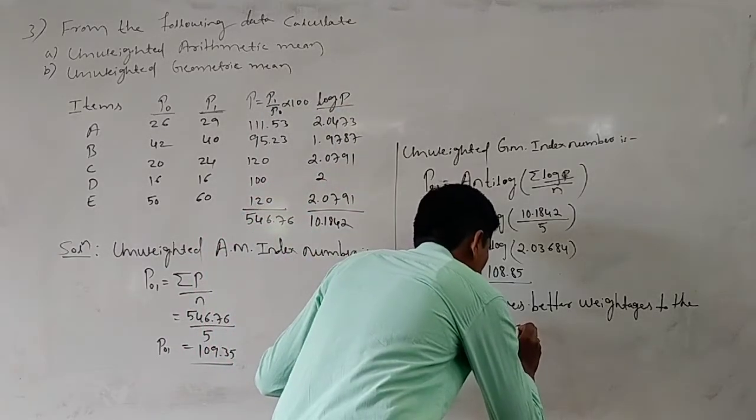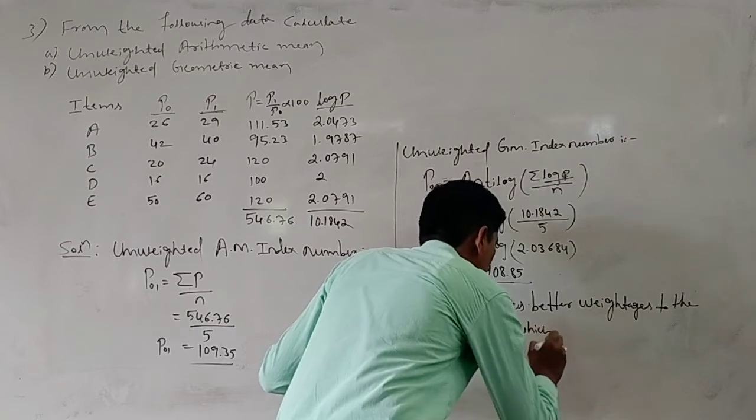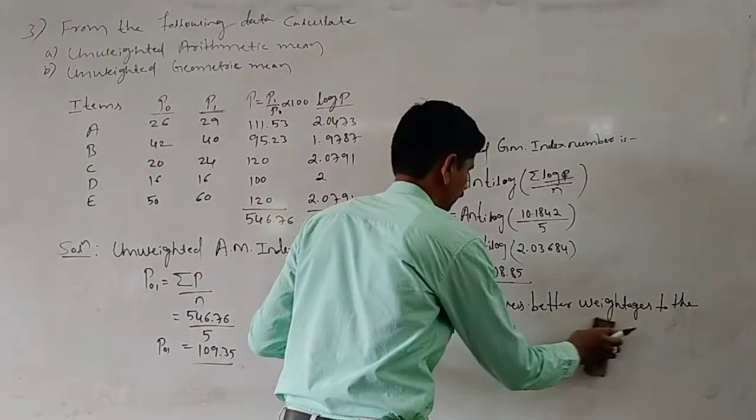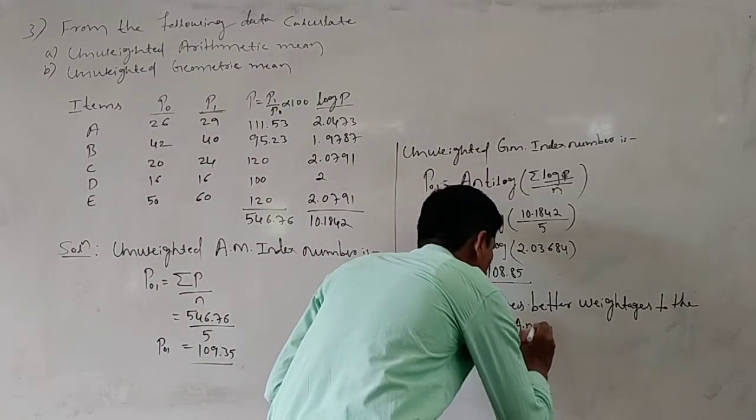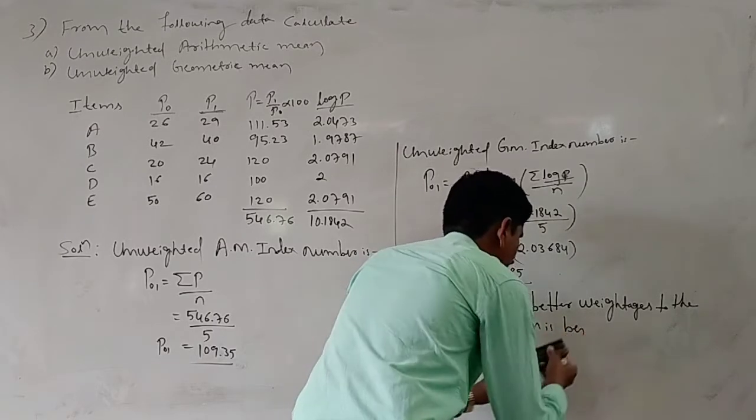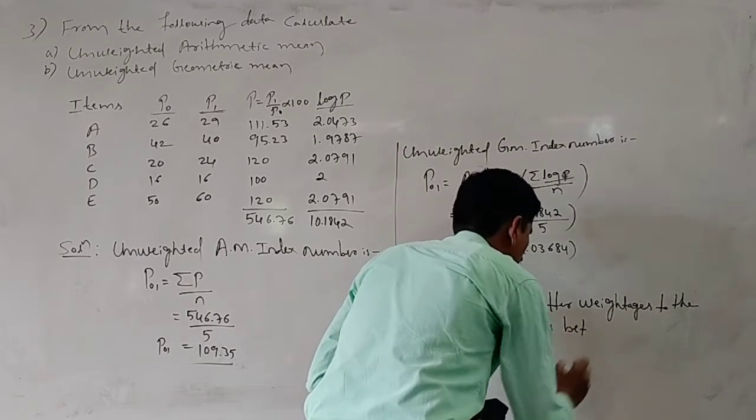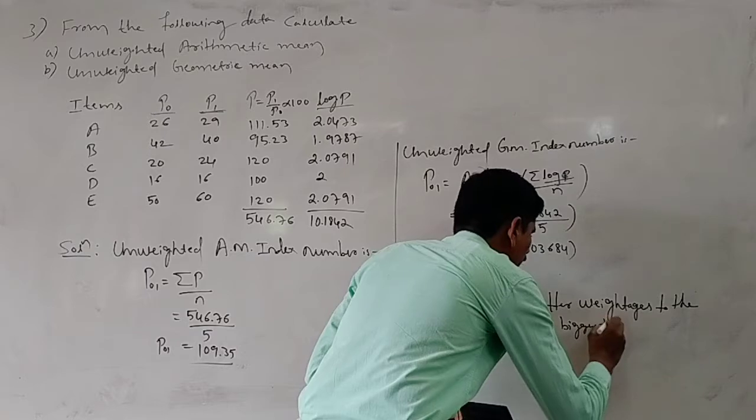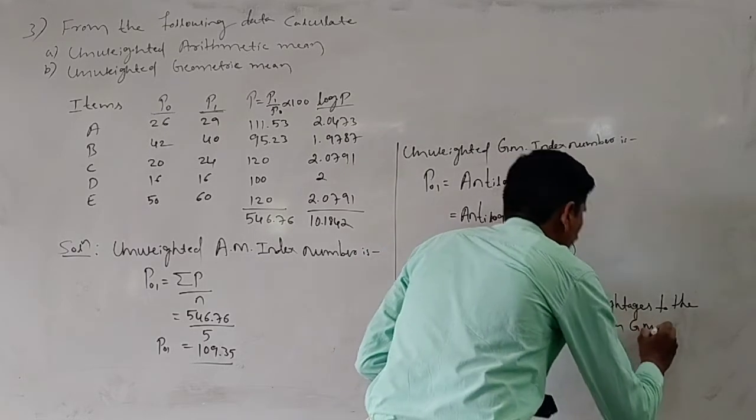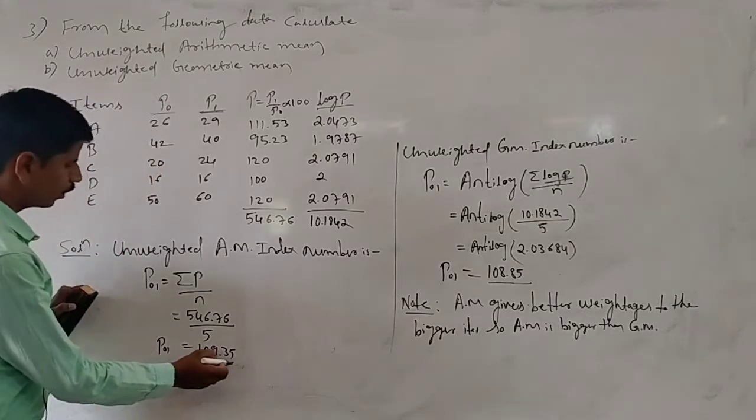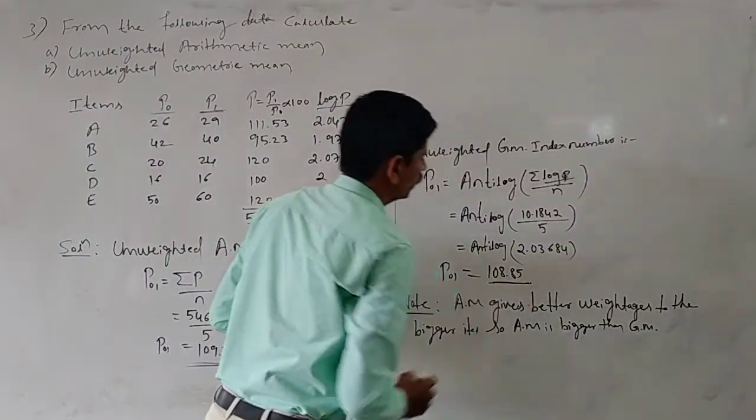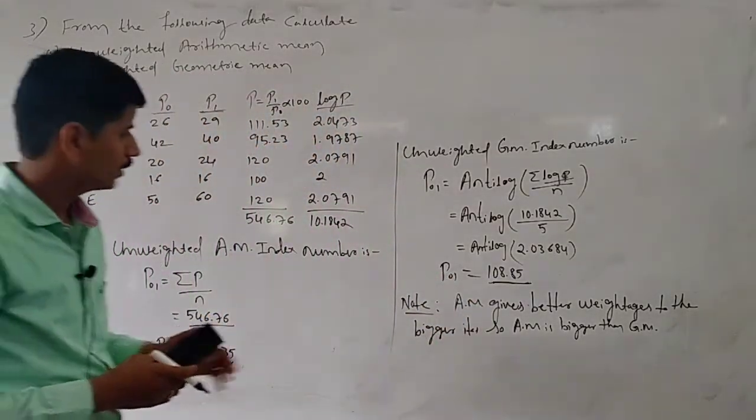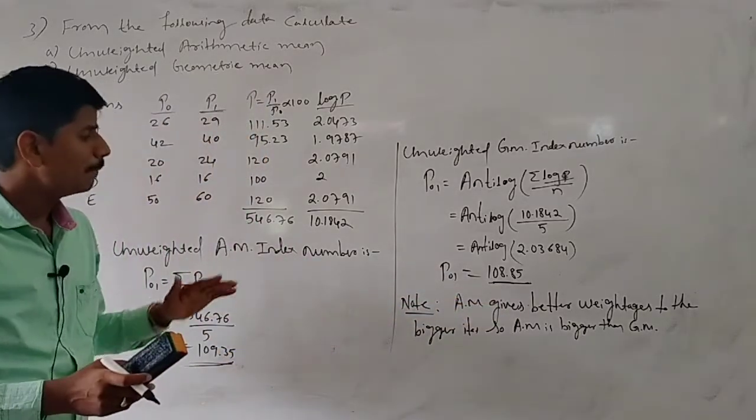So the arithmetic mean is better. Arithmetic mean is bigger than geometric mean. See here, the arithmetic mean value is 109.35 and the geometric mean value is 108.5. Here, arithmetic mean is greater than geometric mean because arithmetic mean gives better weightage to the bigger items.